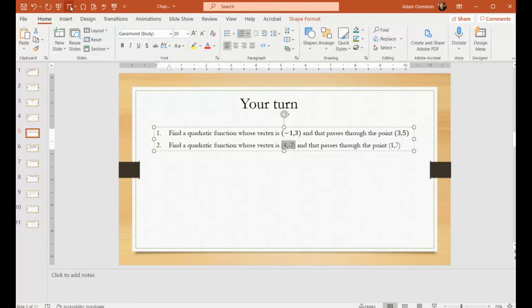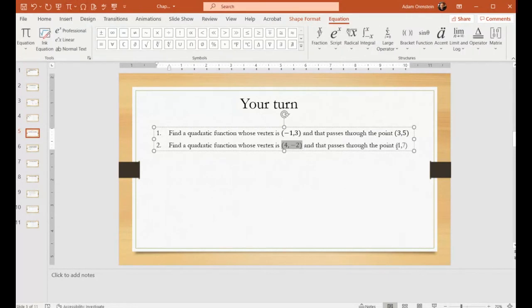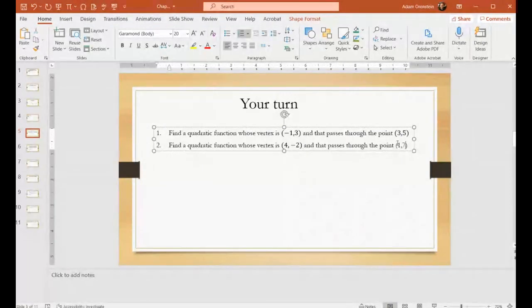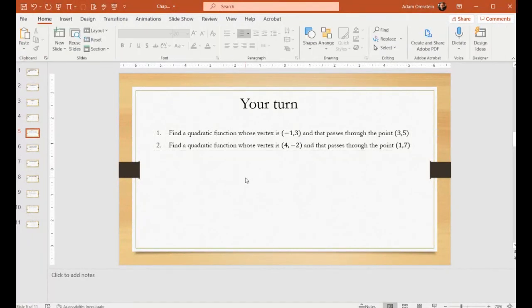Let me just make it look nicer. So I want everyone to try that. Again, the notes I sent you last time do have the quadratic function in there. So I want everyone to try this out now. I'm going to stop the recording for a bit. Take about 4 or 5 minutes.